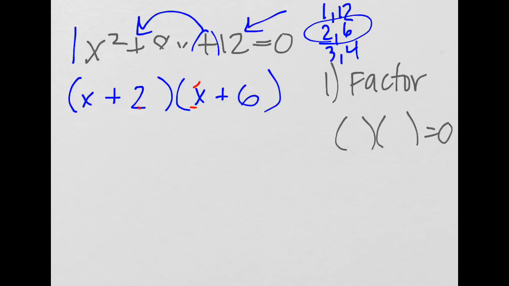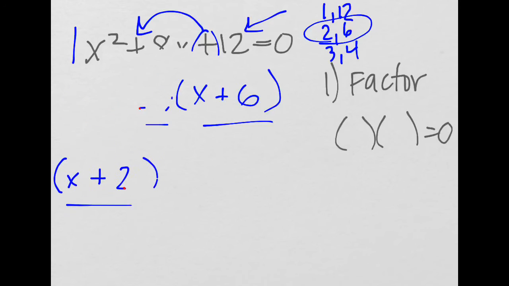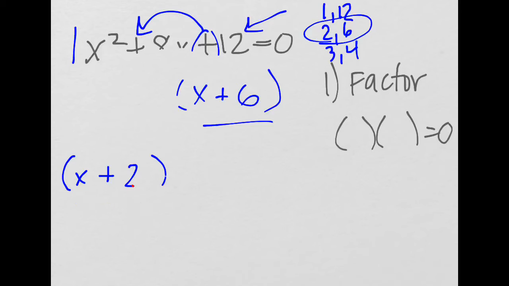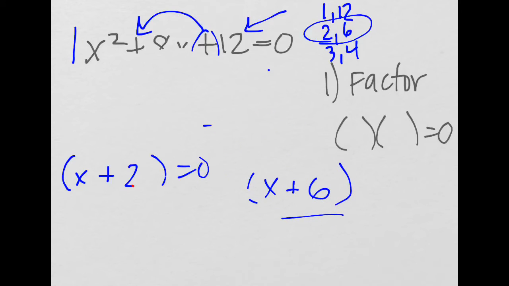All right, so here's what I have factored. I'm just going to take this and set it equal to 0, and take this and set it equal to 0. Okay, so let's take this section here and set it equal to 0. And then let's take this section here and set it equal to 0 also.